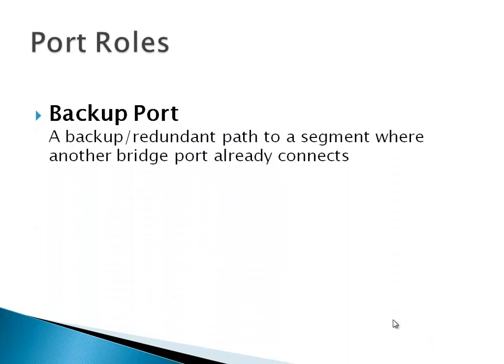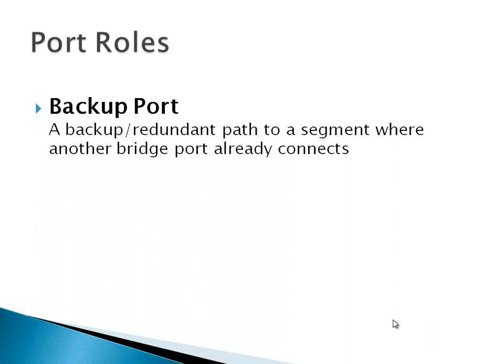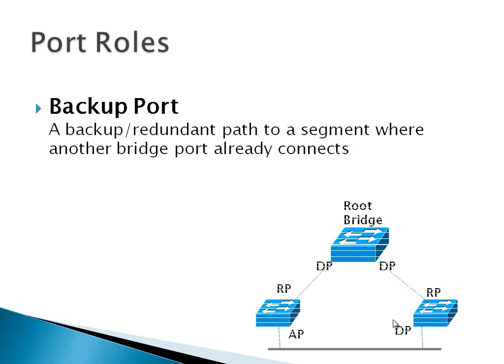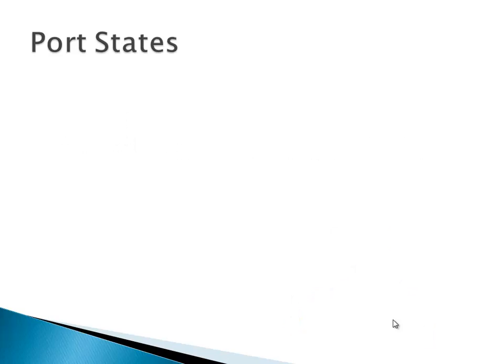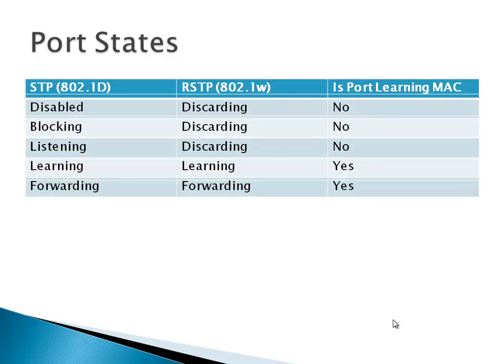Then we have a backup port, a backup redundant path to a segment where another bridge port already connects. So for those two switches, the switch on the right, if it has another path, that's considered a backup port. If the designated port fails, then the backup port will take over. Port states are a few, similar to Spanning Tree protocol, but there are some new ones.